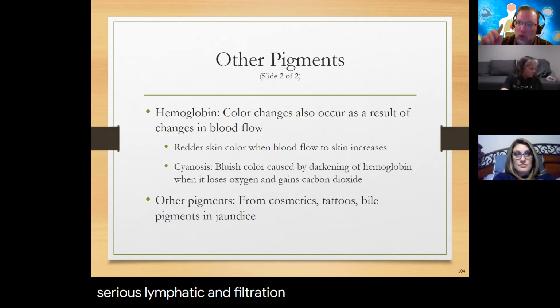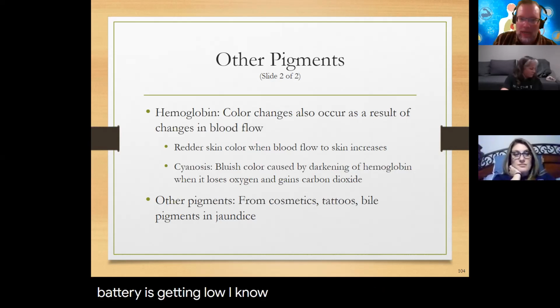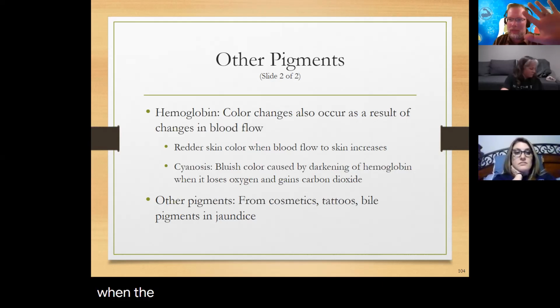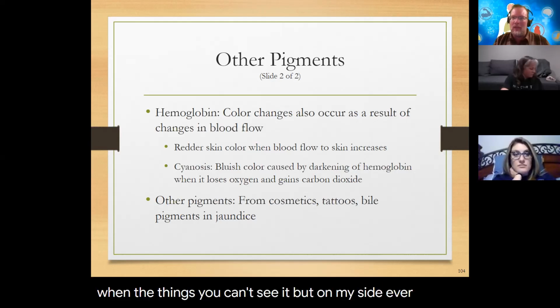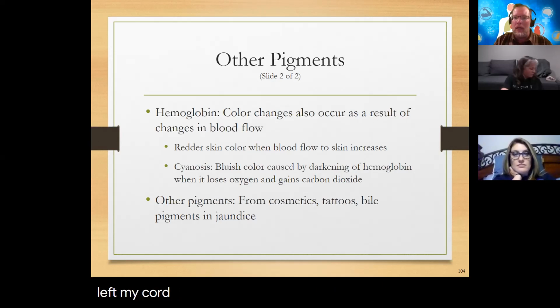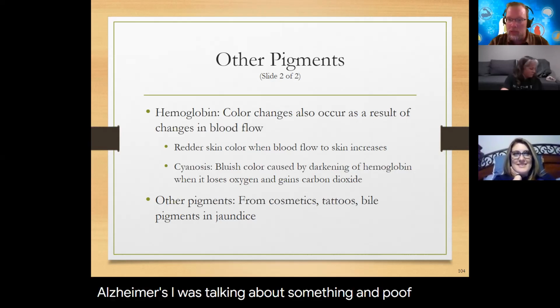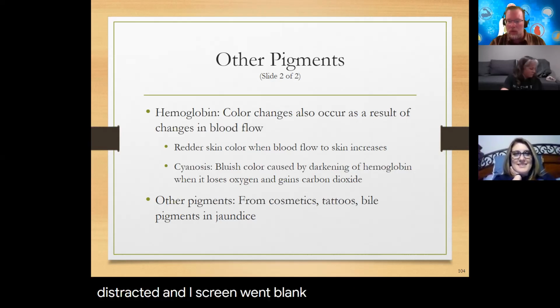And the skin, by the way, when you think of a filter, you think of oh, my battery's getting low. I know I better zip it. You can't see it, but on my side, everything kind of faded out. It's because my battery's getting low. I left my cord upstairs. But anyway, yep. See, there's that Alzheimer's. I was talking about something and poof, I got distracted. My screen went blank.